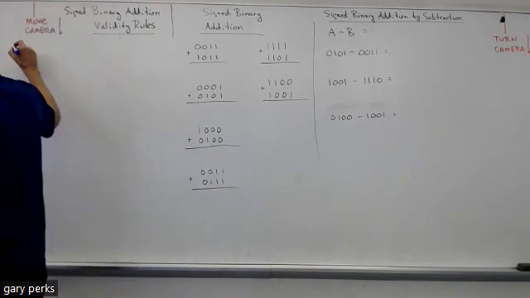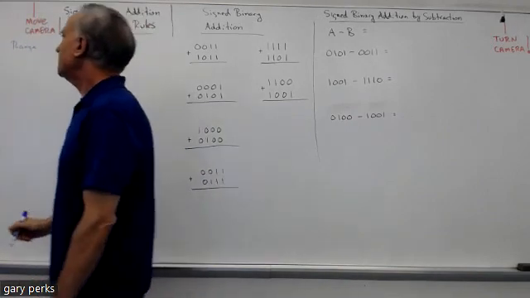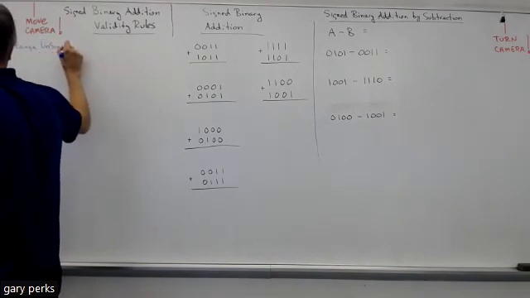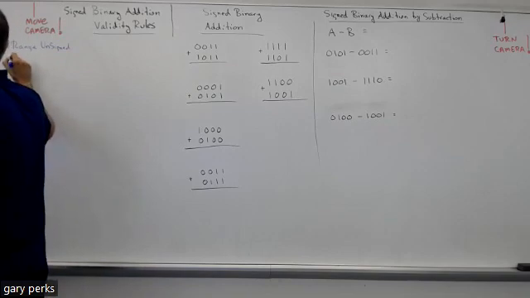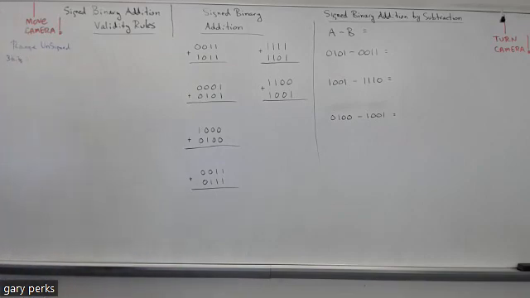Okay, so range, for unsigned and also 2's complement. We'll start with the range for unsigned. If I have 3 bits, so 3 0s and 1s, what's the range of numbers I can represent if it's unsigned?